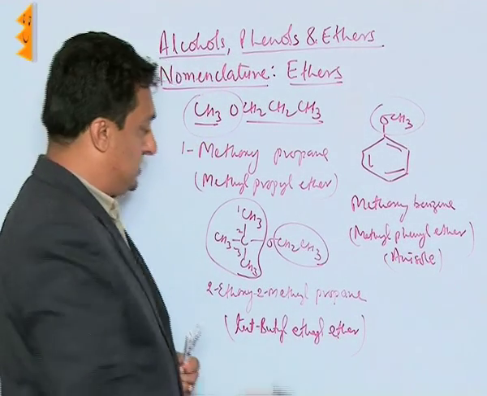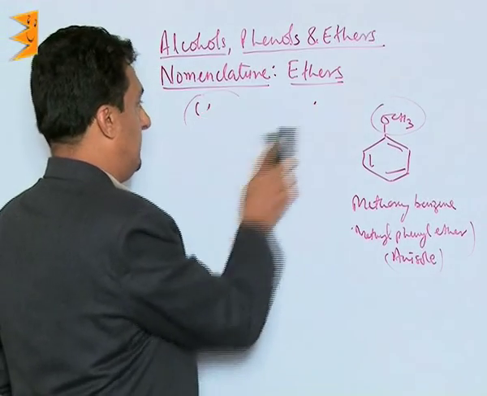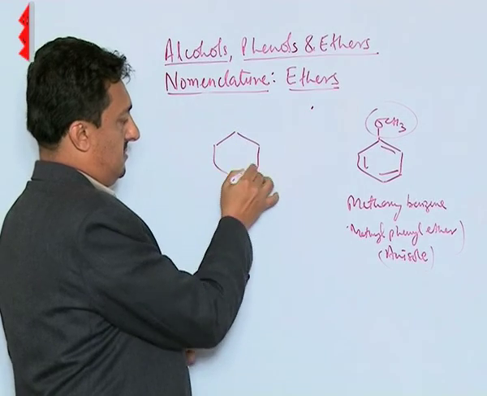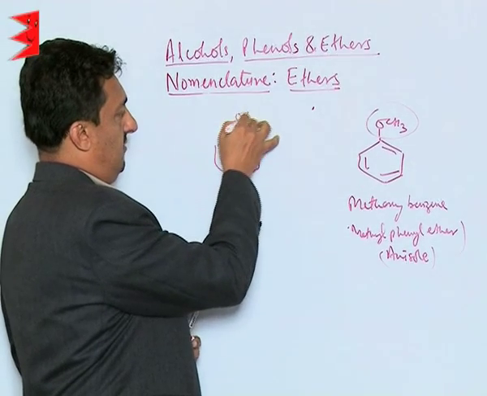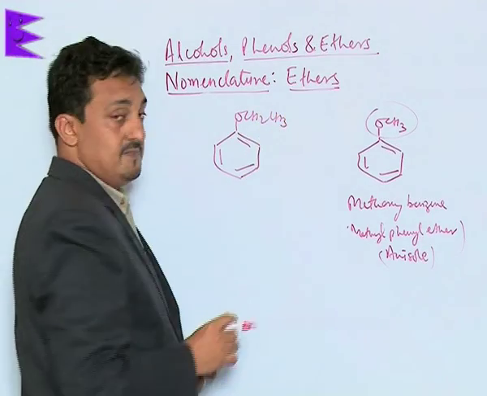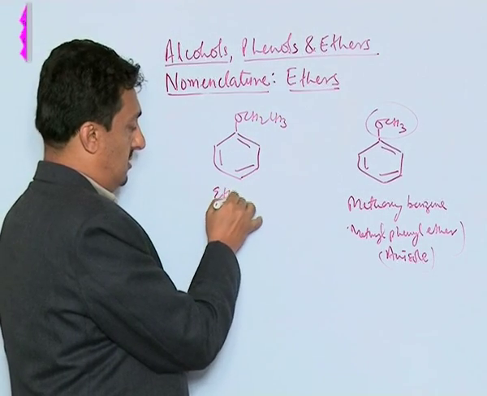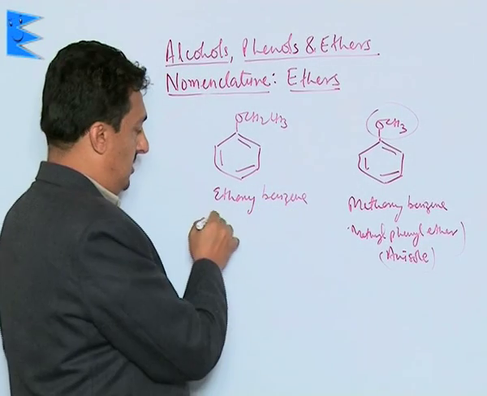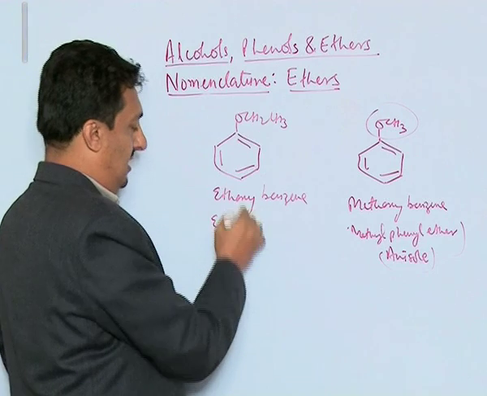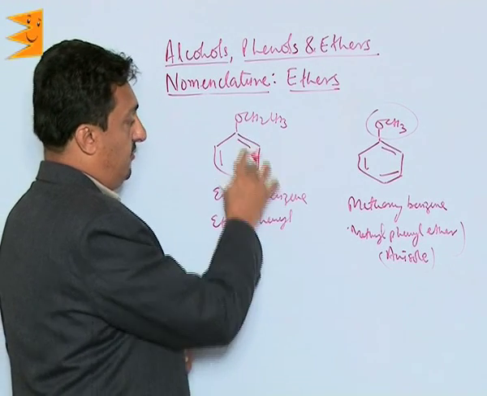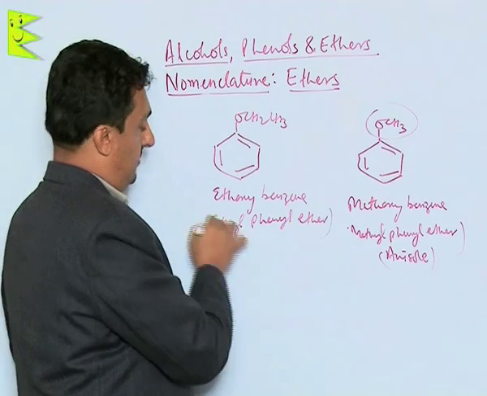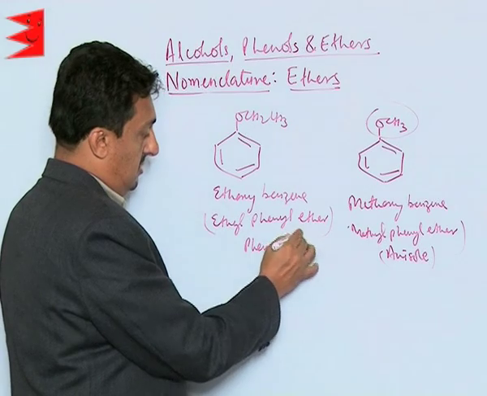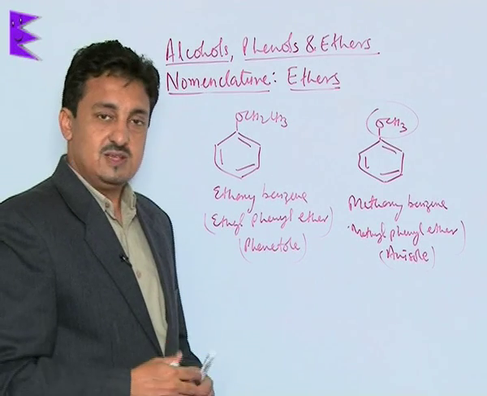We can take one more example, like this one, where we have CH2CH3. This is called ethoxybenzene or ethyl phenyl ether. Its commercial name is phenetole. So this is how the ethers are named.